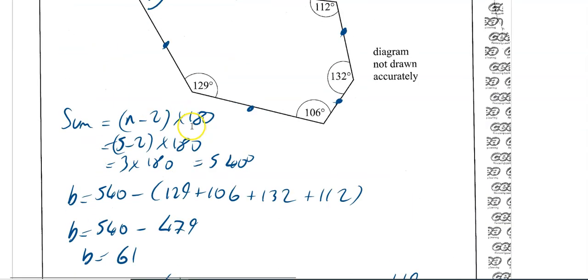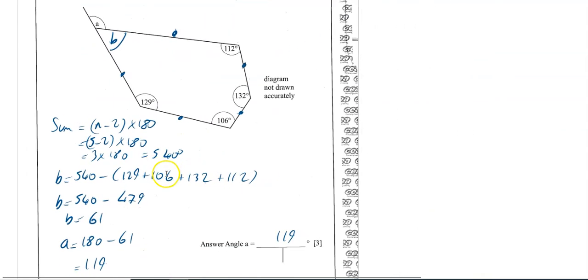Okay, I'll zoom out so you can see that entire one there. Quite a bit to that one. So you've got to find the sum of your interiors, which works out to be 540 degrees. Then take all the other four angles away from 540 to get your B. Once you find B, A and B are on a straight line, so 180 minus your angle B, which was 61, gives you 119.